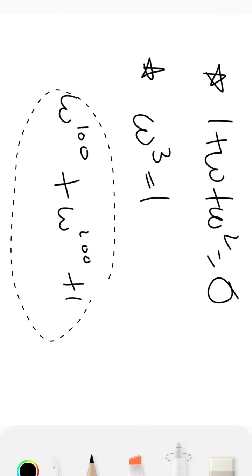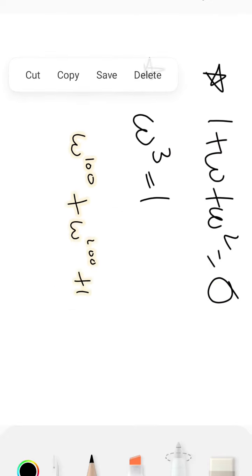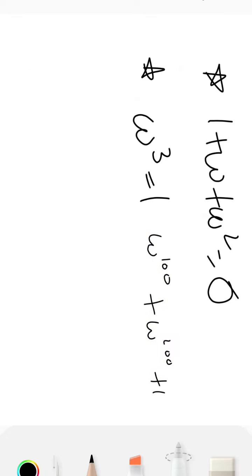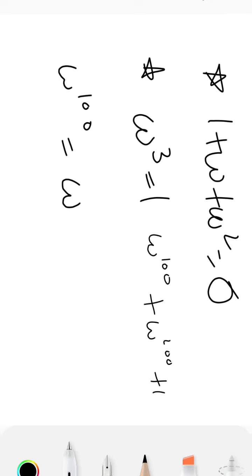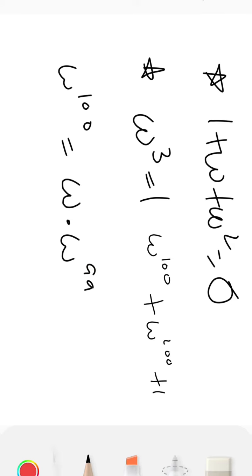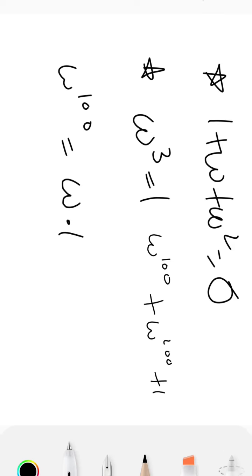Now what about the other two, that is omega to the power 100 and omega to the power 200? So let's solve it individually. Omega to the power 100 can be written as omega into omega to the power 99, and since 99 is also a multiple of 3, you can clearly remove this and put the value 1. So it is going to be omega.